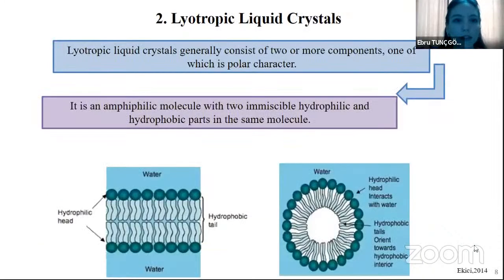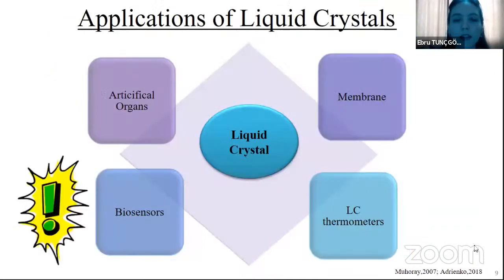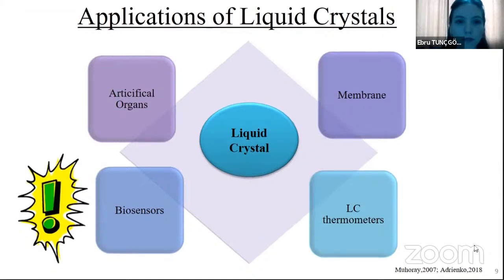Lyotropic liquid crystals generally consist of two or more components, one of which is of polar character. It is an amphiphilic molecule with two immiscible hydrophilic and hydrophobic parts in the same molecule. Liquid crystals are used in many application areas, such as artificial organs, membranes, biosensors, and LC thermometers. The most important of these are the biosensors.